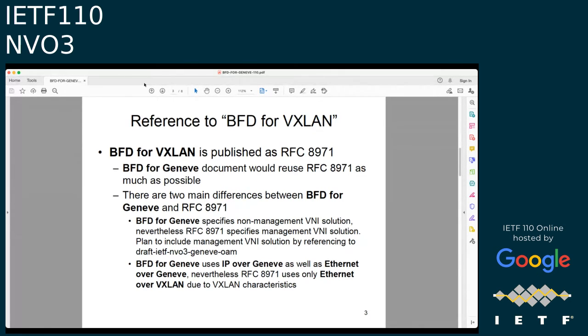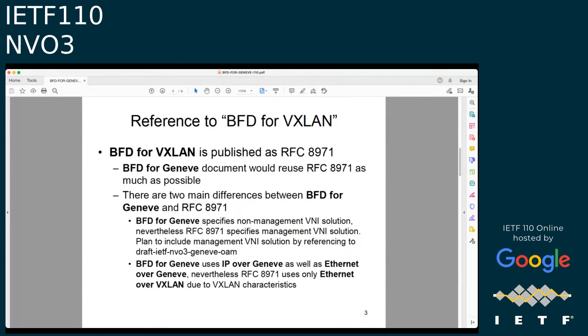Otherwise, there are two main differences between BFD for Geneve and RFC 8971. Number one, BFD for Geneve specifies non-management VNI solution. Nevertheless, RFC 8971 specifies management VNI solution. For completeness, we plan to also include management VNI solution in this draft by referencing the Geneve OAM working group draft. That draft provides specifics for the requirements on both non-management VNI solution and the management VNI solution, as well as how to achieve management VNI solution in the case of Geneve.